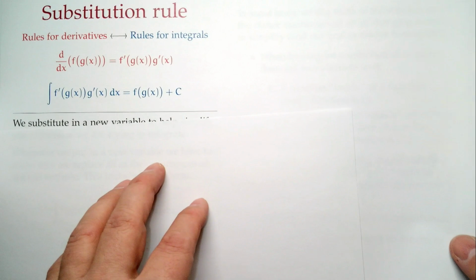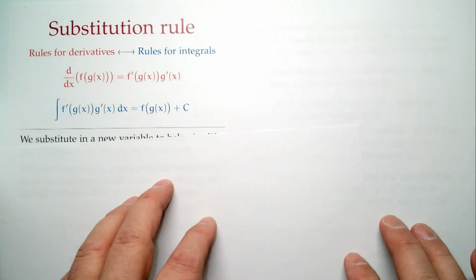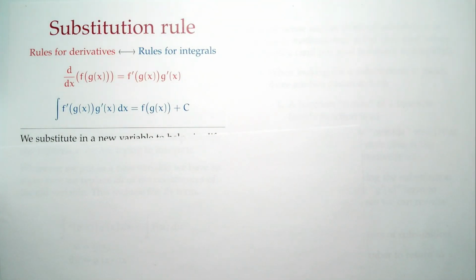So on to today. Today is a wonderful day because today we're going to talk about the substitution rule. And the substitution rule is probably the most important rule when it comes to doing antiderivatives and integration. So if you only know one rule, know the substitution rule. So where does it come from?